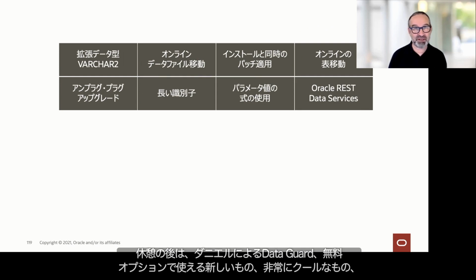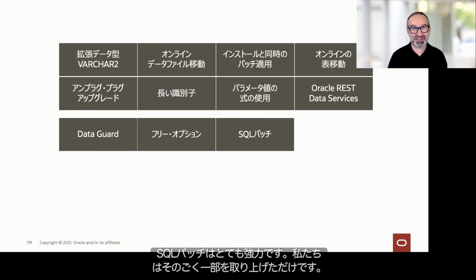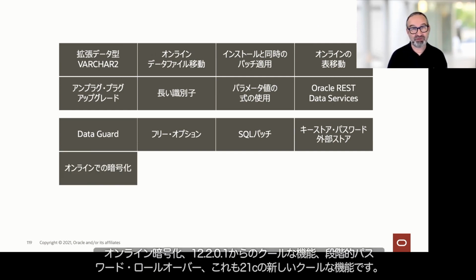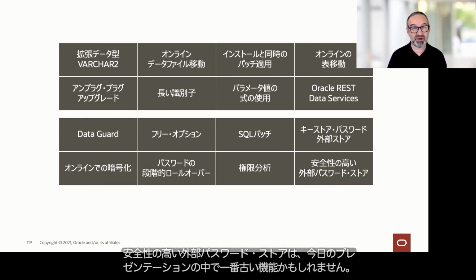And then after the break, Data Guard by Daniel, new stuff, very cool things in there. Free options, thanks to Connor again. I would love to go to the Perf Beach now. SQL patch, this is so powerful. We just took a very small piece of that. And then key store password external store. After that, online encryption, super helpful. Cool feature since 12.2.0.1. Gradual password rollover, another new cool feature in 21c. Privilege capture, an Enterprise Edition part since 12.2.0.1. And finally, something extremely useful, the secure external password store. Maybe the oldest feature in the entire presentation today.